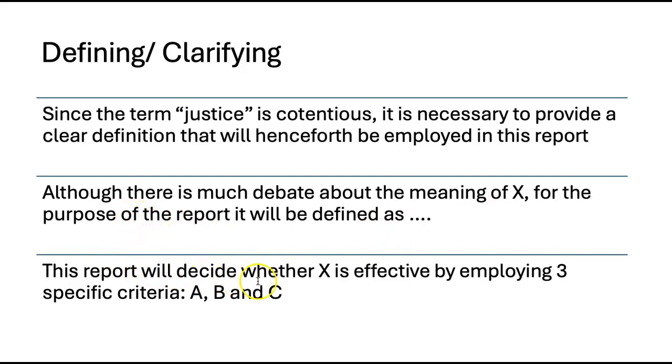And thirdly, this report will decide whether X is effective by employing 3 specific criteria, A, B, and C. Now, this is really important because if you've got a kind of research question which you're going to say, is this effective? In other words, you have to evaluate something. You would say the 3 criteria that I am going to use to evaluate this are the following. And then your reader knows exactly what the criteria you are using in order to come to a judgment. And the judgment will be in the conclusion.